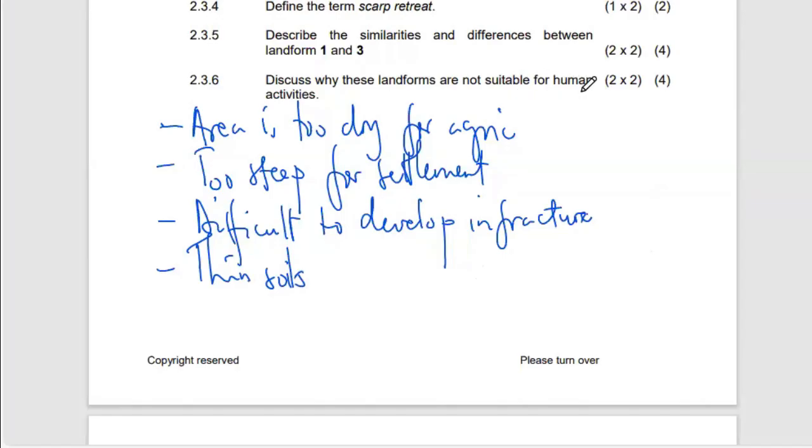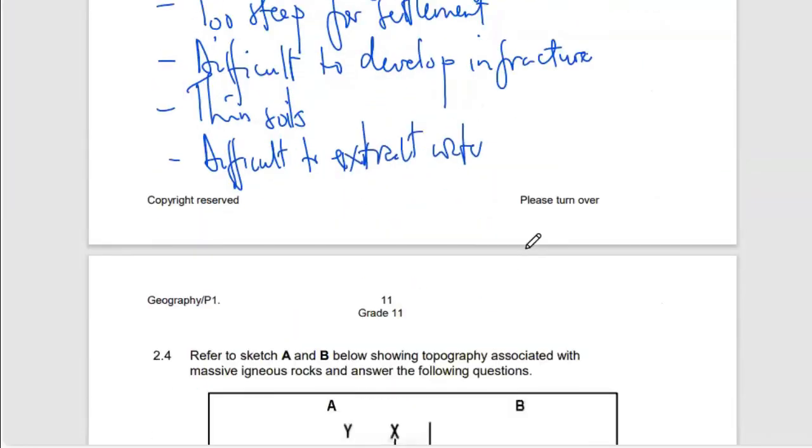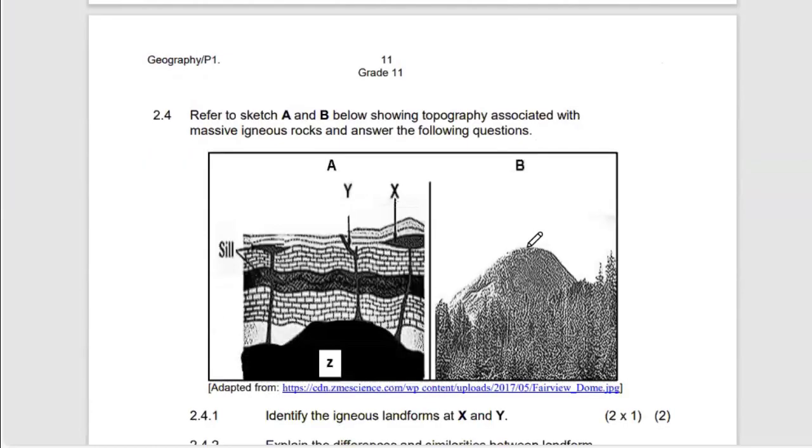Those are some of the reasons that you can highlight. We are not limiting ourselves to only those. There are other reasons that you might highlight, like it's also difficult to extract water, for example, in those areas. In those steep sloping areas, you find water deep down in the valley. And if you are settling on the upper part of the valley, it's very difficult for you to access and extract water for that reason.